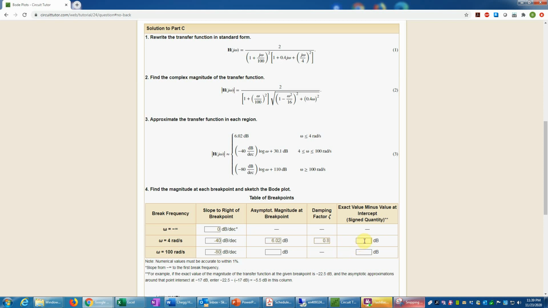Okay, and then the next thing is this exact value minus the value at the asymptotic approximation. Now here, we're actually not going to have a lot of resonance, because the damping factor here is over 0.707, which is where you would actually start getting a peak. But basically, you can use the approximation that will be the formula -20 log 2 zeta. So I'm going to take zeta times 2, and I'm going to take the logarithm of that and multiply times 20.